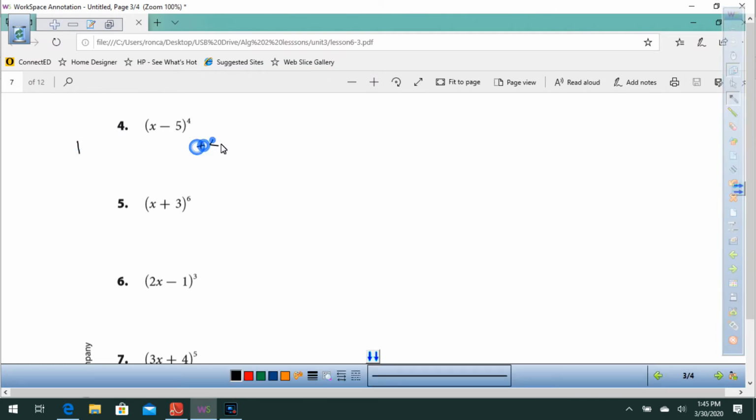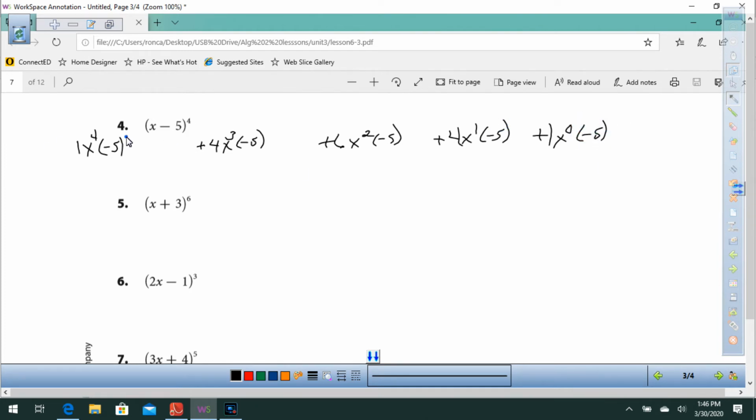1 plus 4 plus 6 plus 4 plus 1. We write our Pascal's constants first. Then we got an x, right? So we got x, x, x, x, and x. Our degree is 4, so we got 4 here. That means that's a 3, that's a 2, that's a 1, and that's a 0. Our b is negative 5, so we got negative 5, negative 5, negative 5, negative 5, and negative 5.